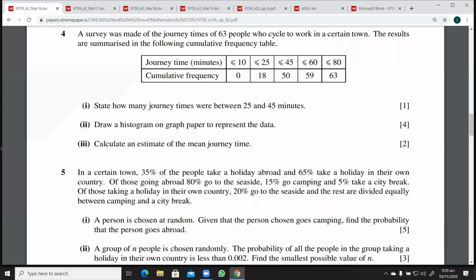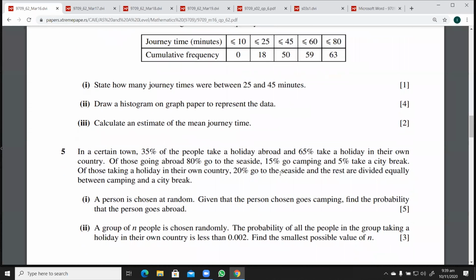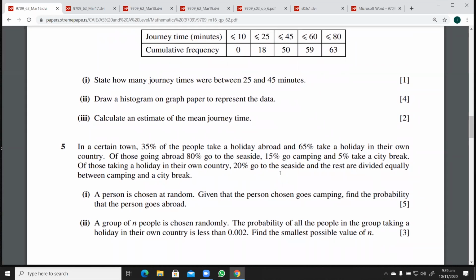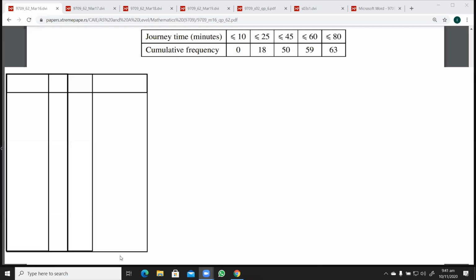Okay, this question is from March 16. Fourth question, we have to draw the histogram for this. I'm just going to slide this a bit up so that I can have some space, and I'm going to draw a grid myself here. We have the times, the frequency, the column for the class width, and the column for the frequency density. There's no one less than 10, so I'll keep my first group as between 10 and 25.